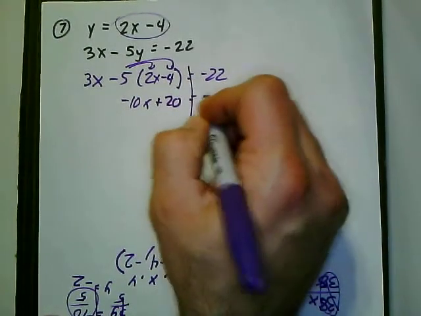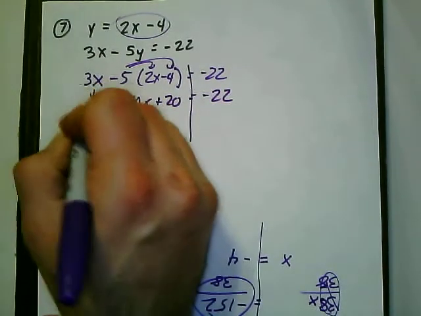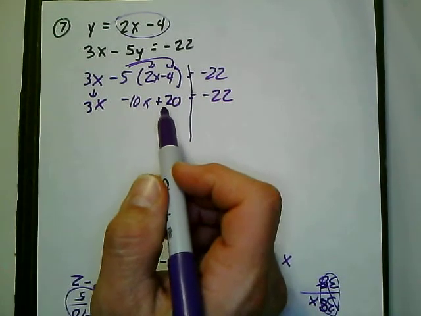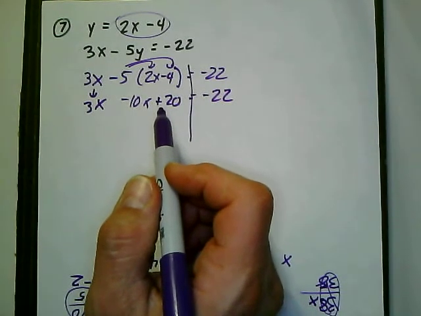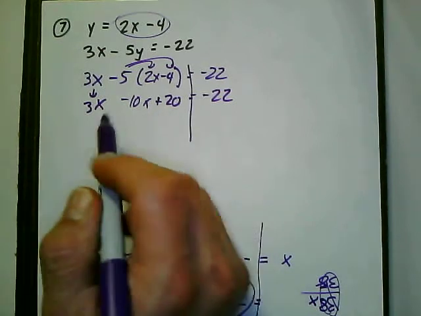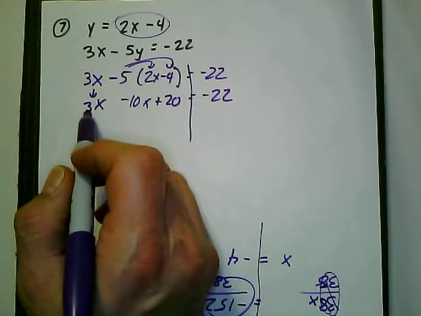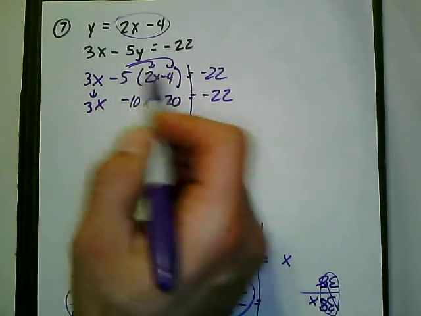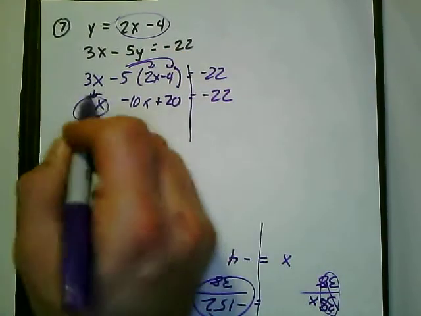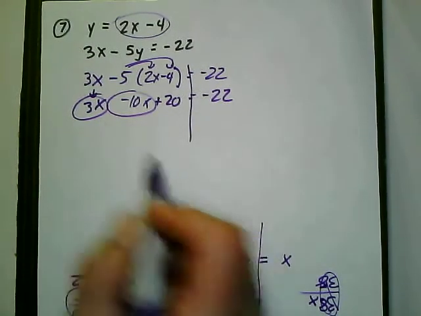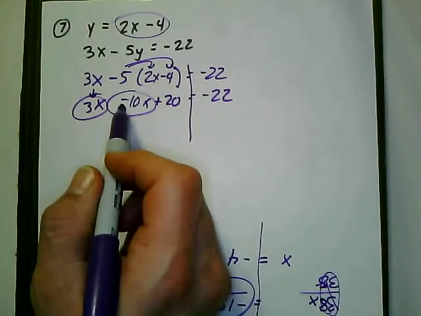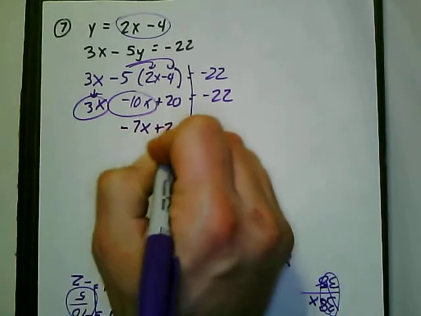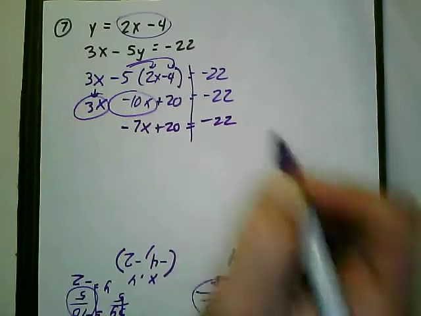I'm going to bring that down, and I have it here. So now what am I going to do? We're going to go ahead and combine like terms. So we distributed, right? We did our substitution. We distributed. We're going to combine like terms. This one and this one together, add them together. 3 plus negative 10 is negative 7x plus 20 equals negative 22.